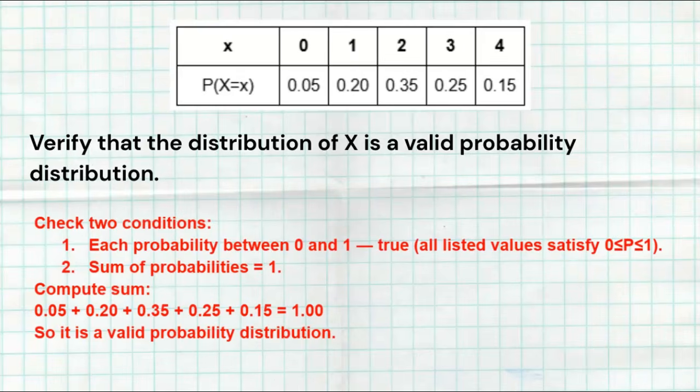and of course they do. So here's a nice write-up for that. Each probability is between 0 and 1, and the sum of all the probabilities does equal 1. We showed our work there, adding them all together. This verifies that we do have a valid probability distribution.